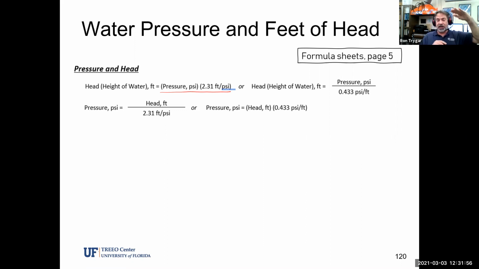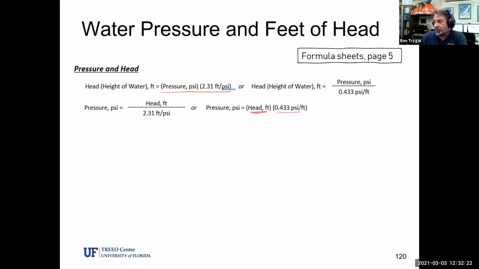So, that's kind of where we're at with this: the feet of water is then divided by 2.31 feet per PSI, or we have the head in feet, the elevation of the water above the gauge, multiplied by 0.433. So again, did kind of go over that. I kind of skipped over that slide there for just a second, but let's make sure that we're seeing what we're supposed to do here.